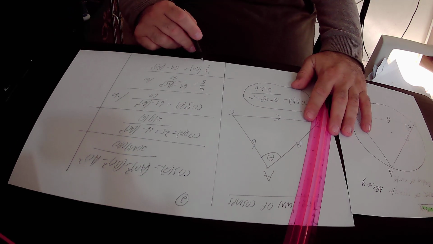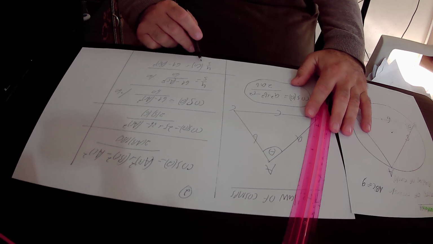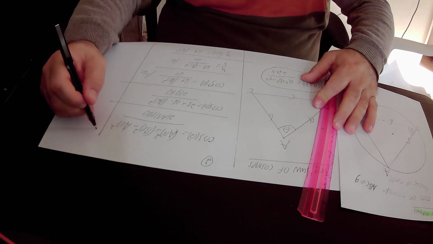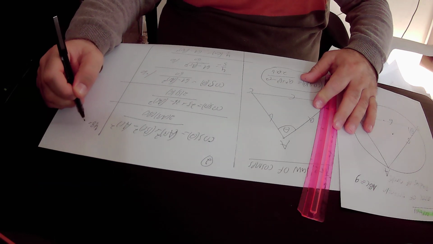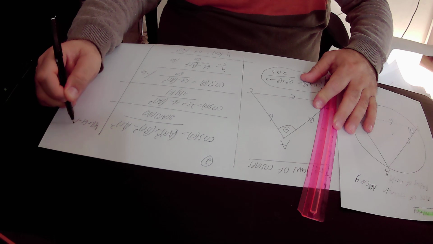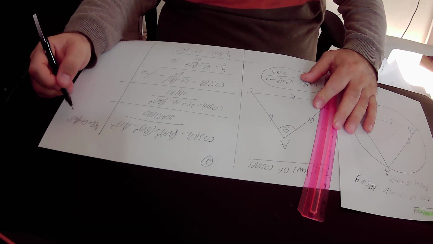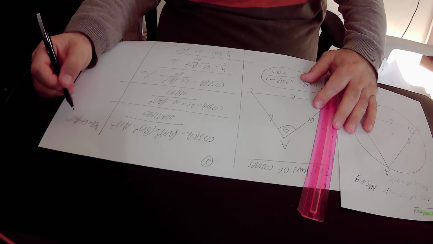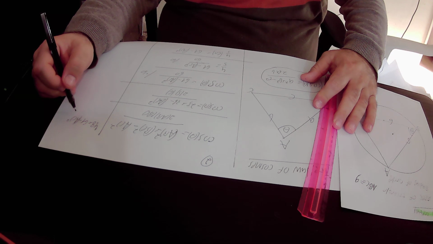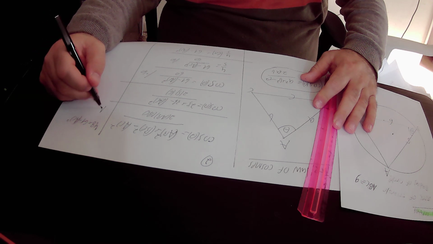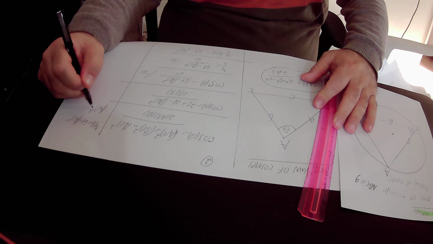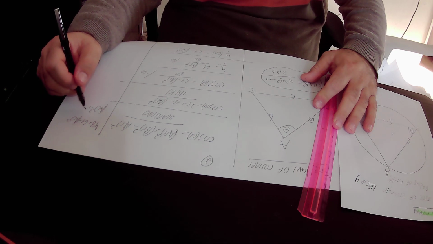Here 60 divided by 5 is 12, and 12 times 4 is 48. So we found out that 48 equals 61 minus AC squared. Here we add AC squared to this equation and we subtract 48 simultaneously, and we'll get that AC squared equals 61 minus 48, which is 13.